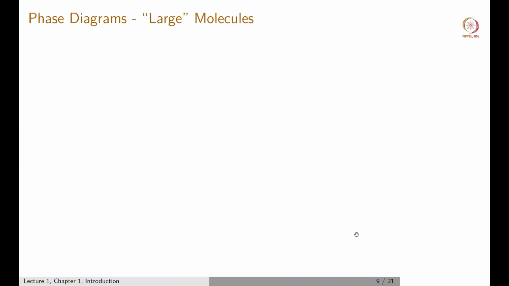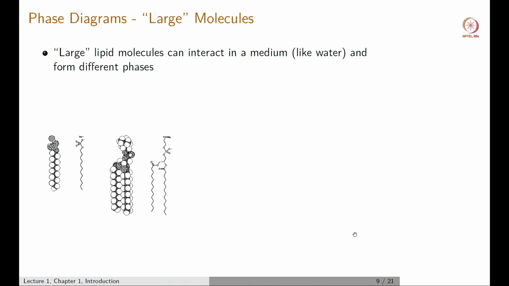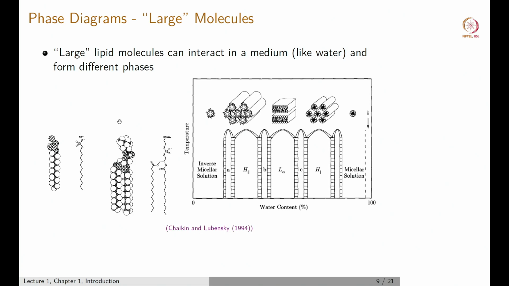Okay, so we saw carbon dioxide is a small molecule. So we can ask what happens if I have larger molecules. So you can start with some very large liquid molecules and you can put them in a medium, and they will organize themselves depending on the conditions into different phases. So there are distinct kinds of phases that you can get here. These are called micellar phases, vesicular phases, layered phases, lamellar phases, and a variety of phases you can get.